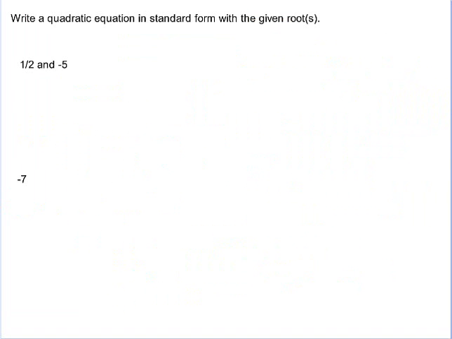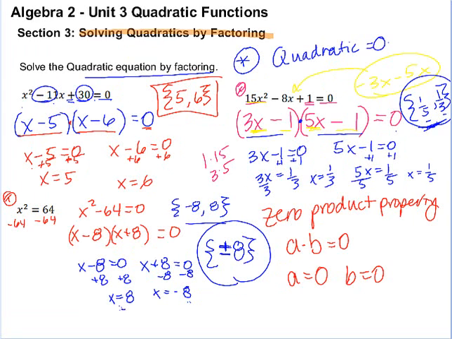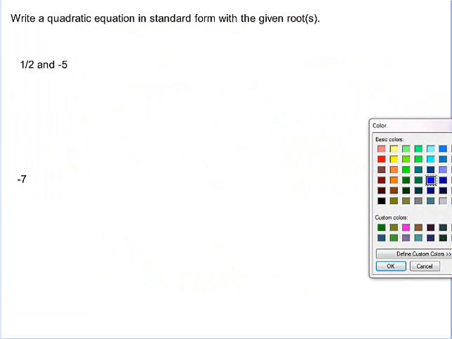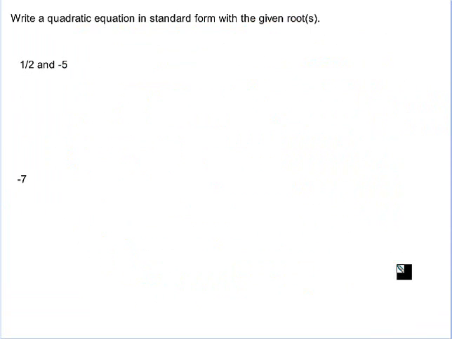Now we're going to do the reverse. So here, we factored and got our solutions. These problems, we are going to give you the solutions, and we have to write the quadratic. So our two solutions are 1/2 and -5. So that means x is 1/2 and x equals -5. So we work backwards. So we first want to get these equal to 0.